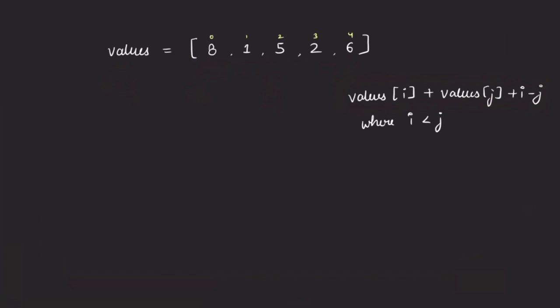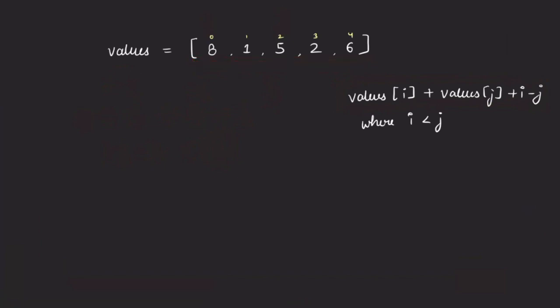So let us suppose my i is here and j is here. In this case, values of i is 8, values of j is 5, i is 0 and j is 2. So what will be the value? 8 plus 5 is 13, 13 plus 0 minus 2. So this will be 11. And this is the maximum value that you can get for any pair inside this values array.